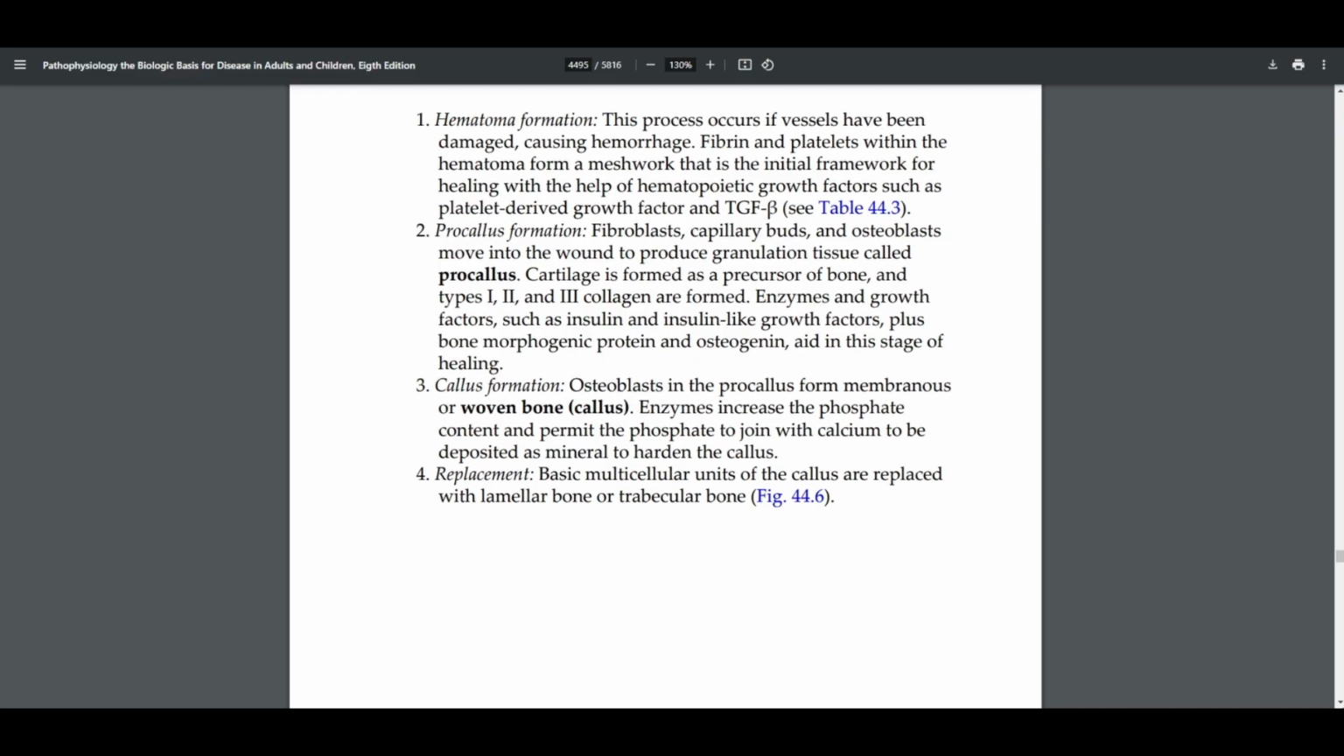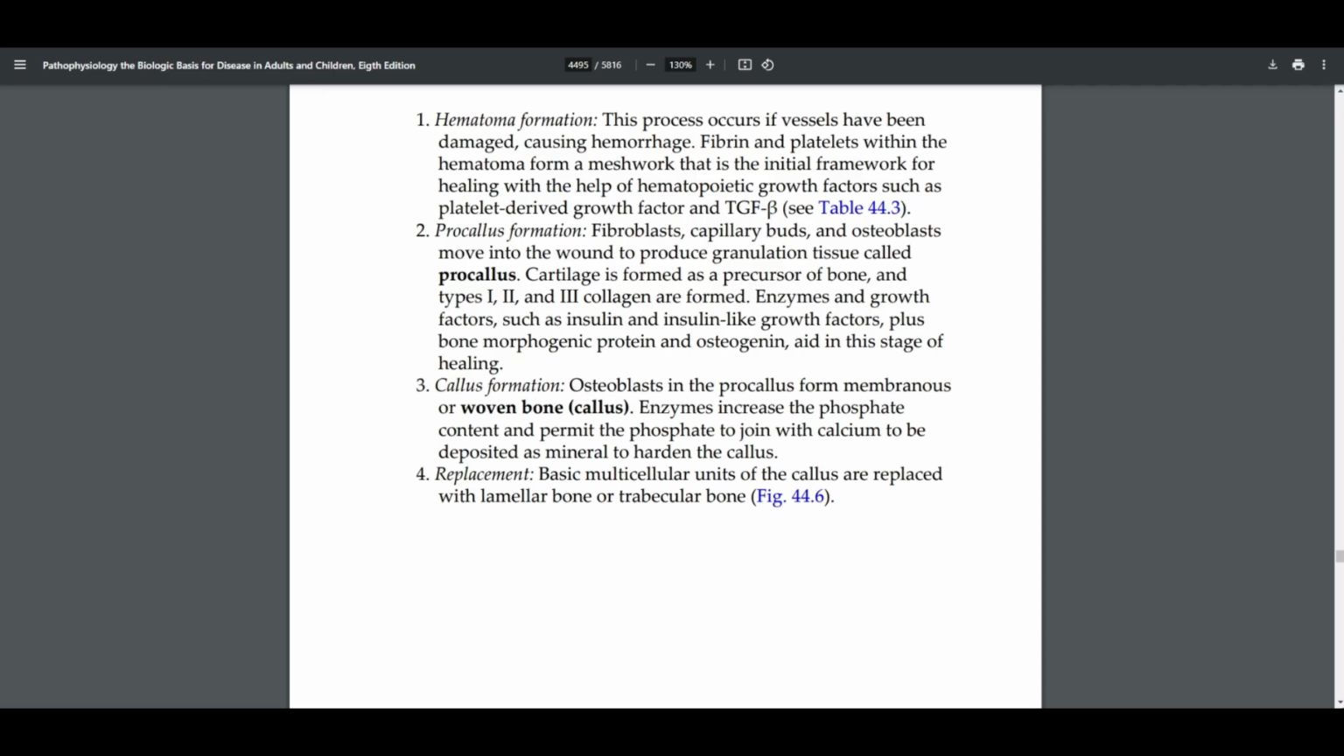This process occurs if vessels have been damaged, causing hemorrhage. Fibrin and platelets within the hematoma form a meshwork that is the initial framework for the healing with the help of hematopoietic growth factors, such as platelet-derived growth factor and TGF-beta.